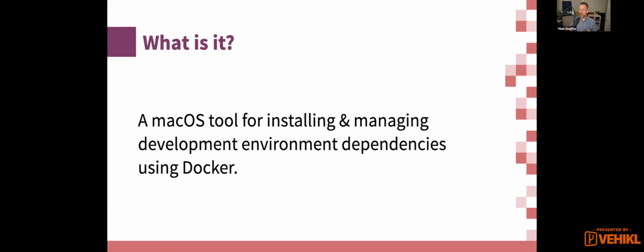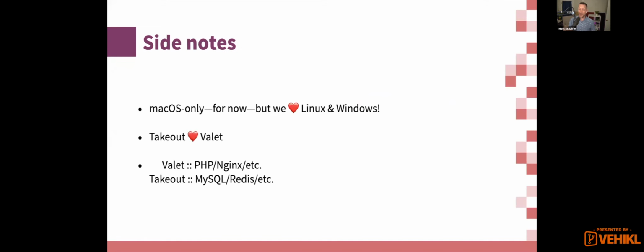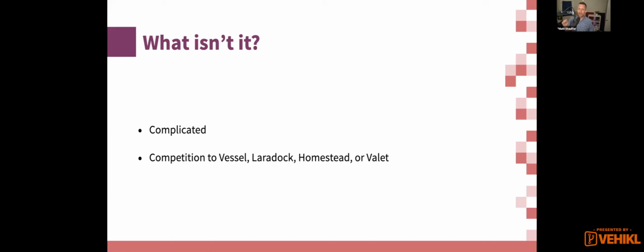So it's a Mac OS tool for installing and managing development environment dependencies using Docker. It's Mac OS only for now. We're hoping to get Linux and Windows set up and a GUI as well. But right now we just had to start with what we knew and start with Valet, right? It is meant to pair well with Valet, okay? So Takeout and Valet is a perfect pair. You can use it in other places, but that's kind of our primary target audience. And as Valet is to PHP and Nginx and stuff like that, Takeout is to MySQL, Redis, Memcache, Postgres, Elasticsearch, whatever else. What it isn't is complicated or competition to Vessel, Laradock, Homestead, Valet, or anything like that.